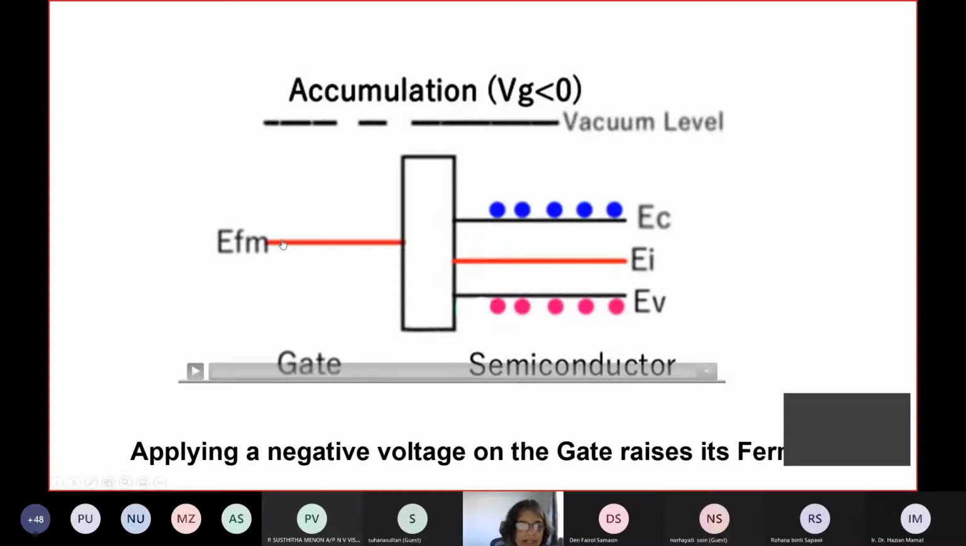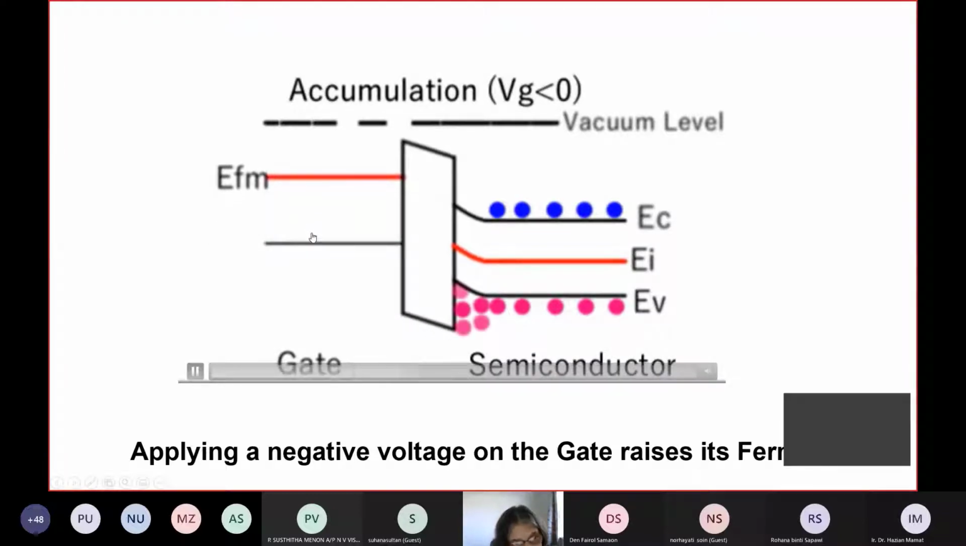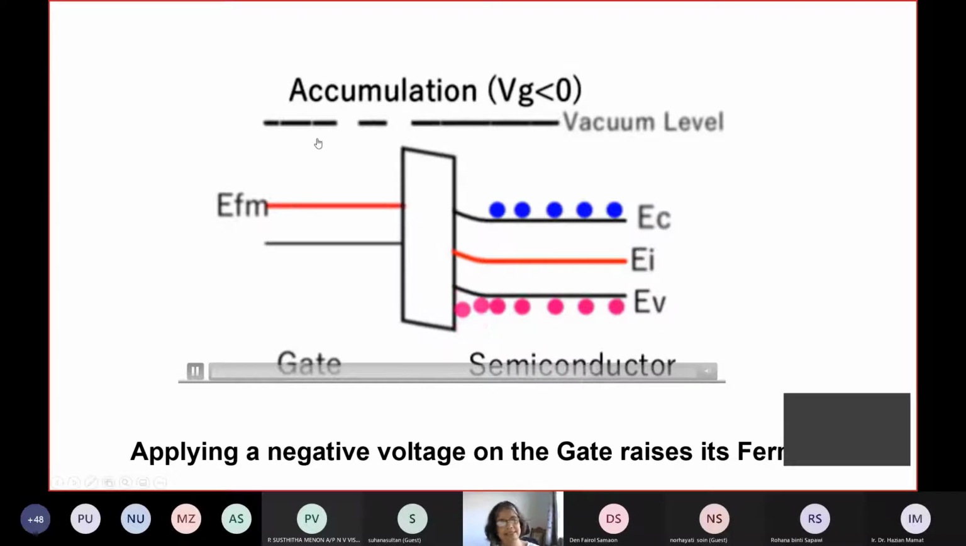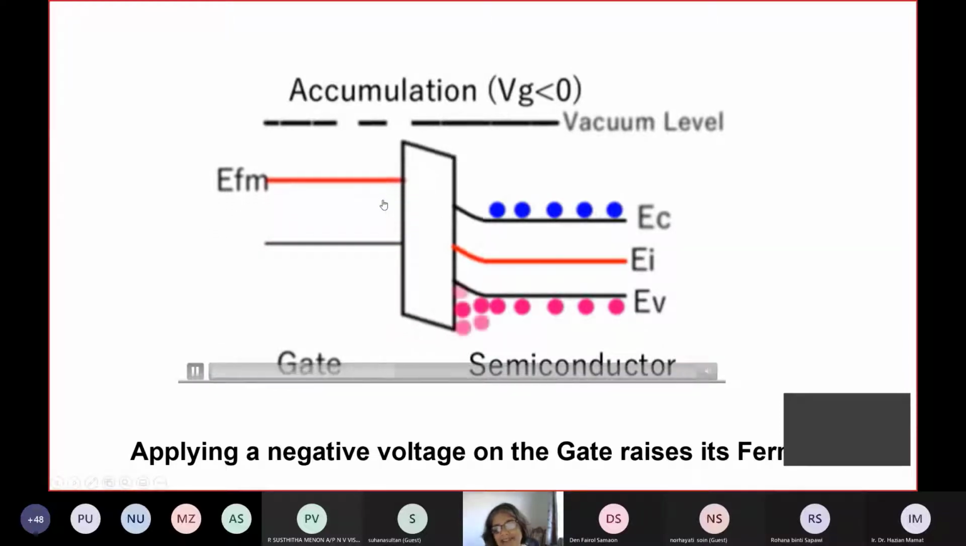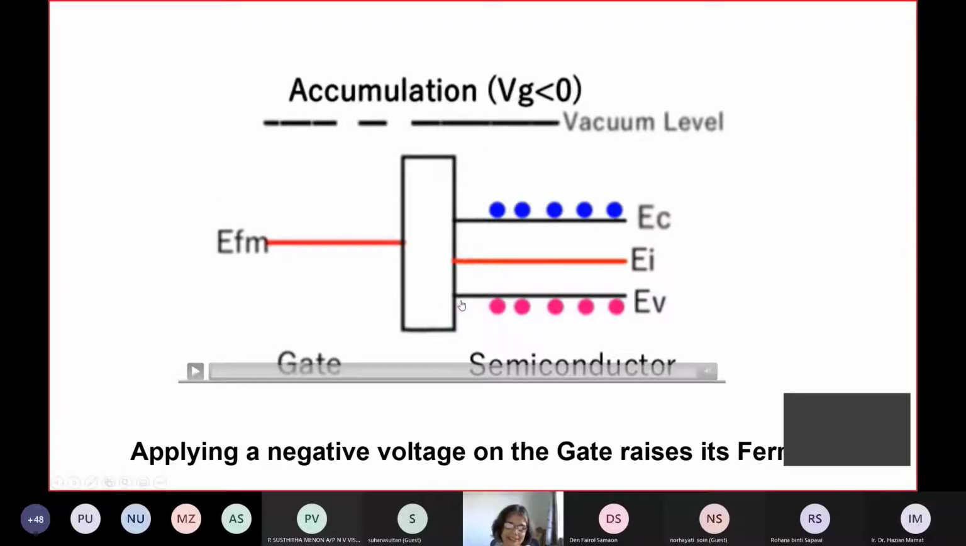Let's look at this situation where we apply a negative gate voltage on the metal. So when we apply negative, this is electrons, that has the effect of increasing the number of electrons here. So it pushes the Fermi level up. But look at what happens. These energy bands react to it and they try to reach the Fermi level, tries to reach this level on the other side, and it starts to accumulate holes near the surface. So this condition is called accumulation.